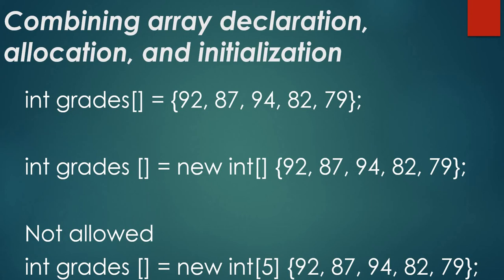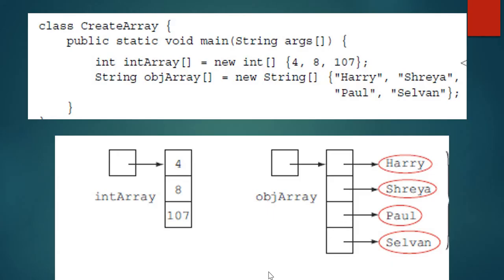So if you already write the values, no need to write the number of items or the number of values here or the size of an array. Okay? So this is not allowed. Okay. So in this example, makikita natin, we can use array of primitive data type, which is int, and array of object, which is string. Okay, so let's proceed to applications.